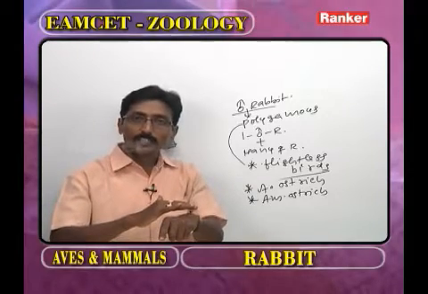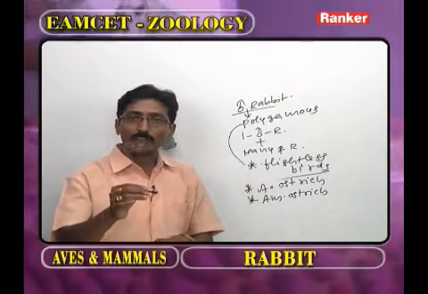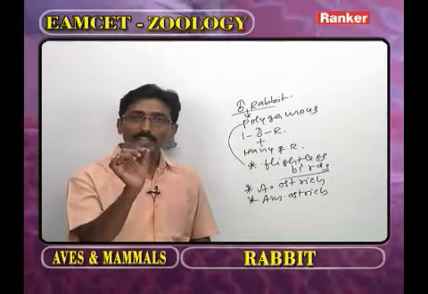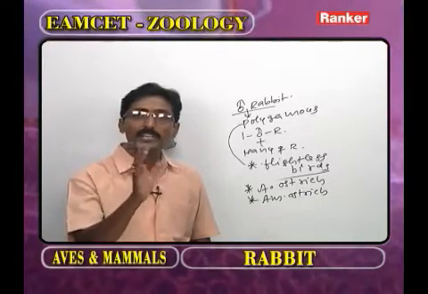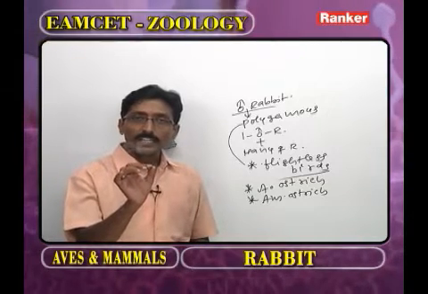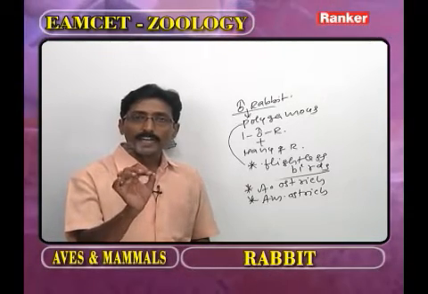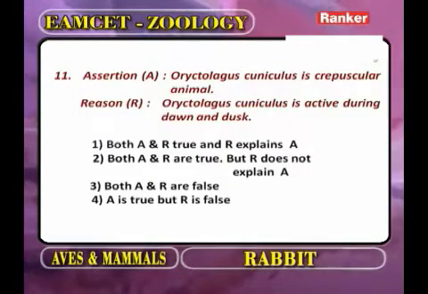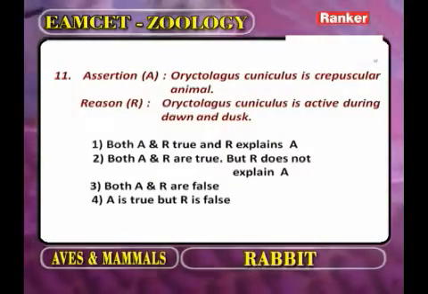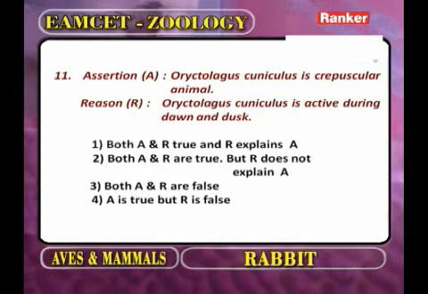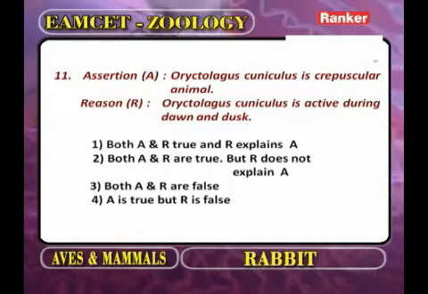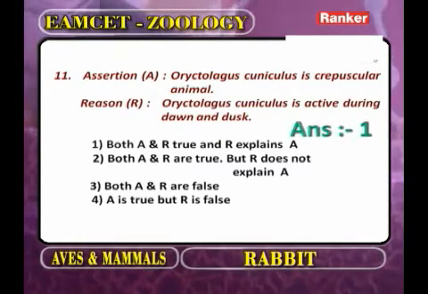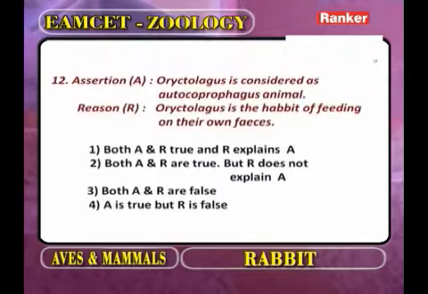The fur is used in the preparation of so many articles, and the rabbit flesh is very tasty and delicious. It gives recreation, so it is an entertainment pet. Now based on this information, the rabbit is very active in the early hours of the day and in the evening time, so that it is crepuscular. Both are correct. R explains A.